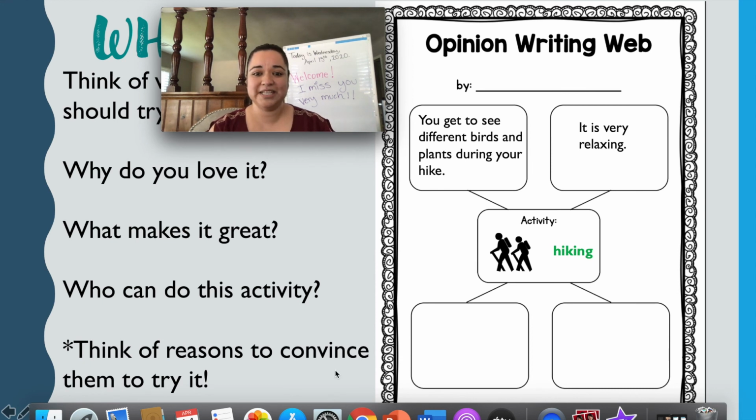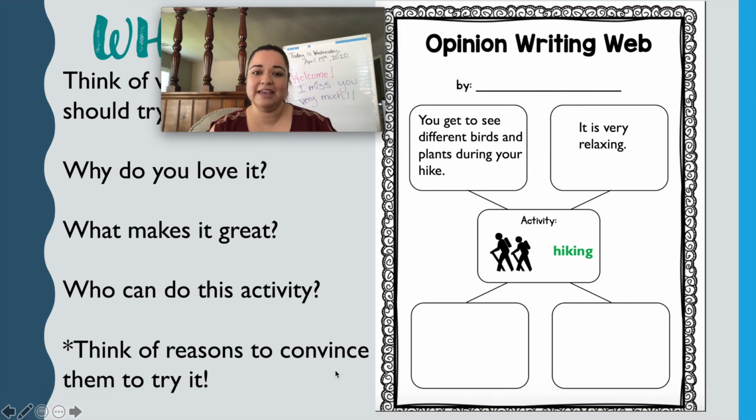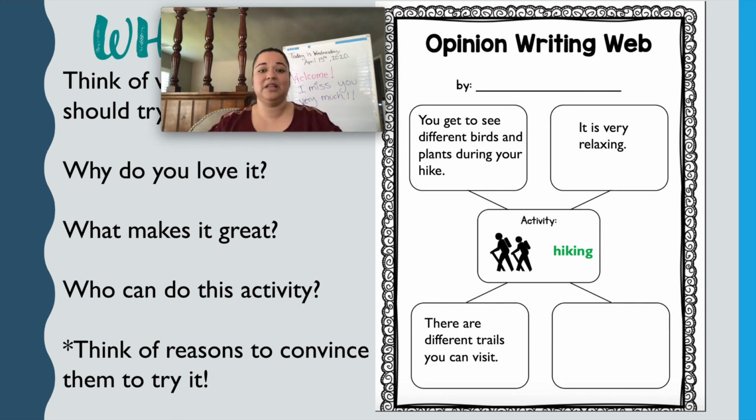The third reason why I think my friend should try hiking is there are different trails you can visit. So I think she would really like this one because if you like the beach, there are trails by the beach. If you like the forest, you can find a trail that's up in the forest. So there's different kinds of hiking trails that she can try or that he can try.